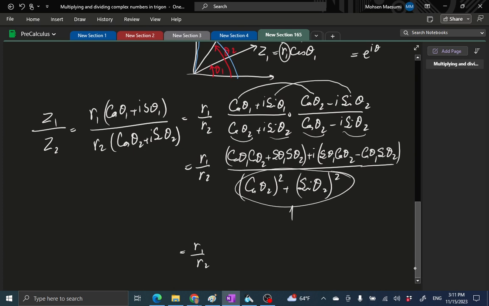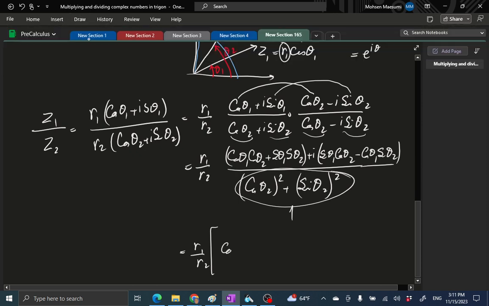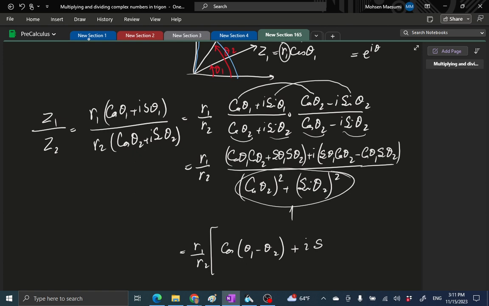First one is just cosine of theta 1 minus theta 2, and the second one is I times sine of theta 1 minus theta 2. So division happens by taking the ratio of the magnitudes, and we subtract the angle of the denominator from the numerator.